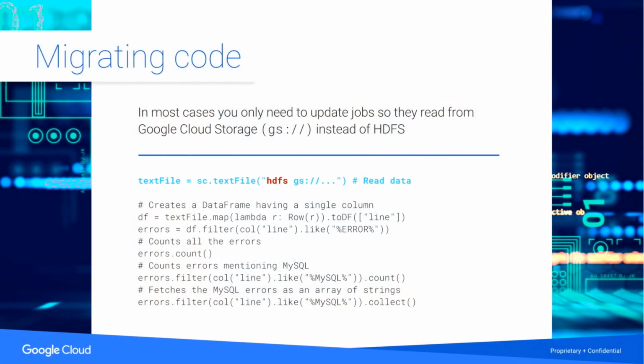This is just an example, a Spark code from the Spark examples, and you could see that if I would have to run this job on Google Cloud Platform, the only thing I would have to do is change the file prefix from HDFS to Google Cloud Storage. That's the only change I need to do technically in order to run all of my jobs on Cloud Dataproc.